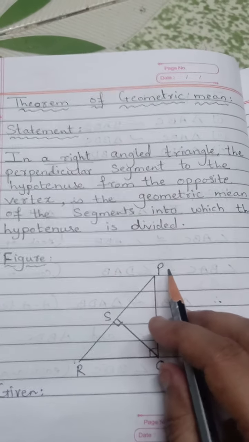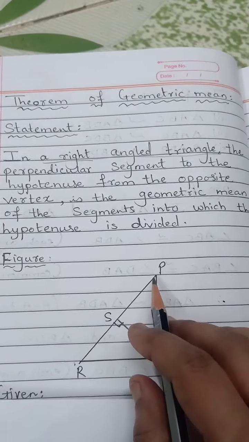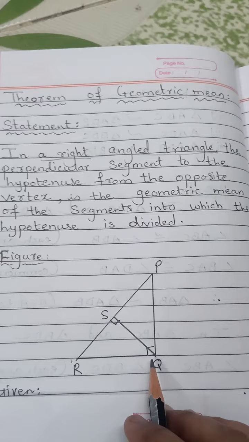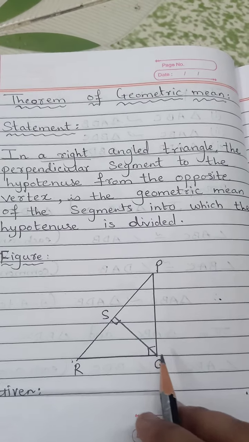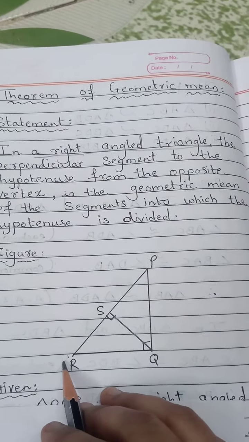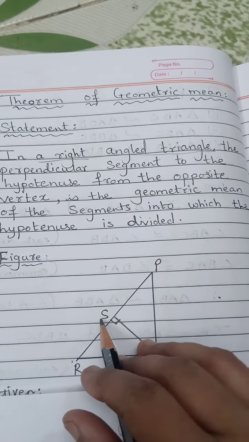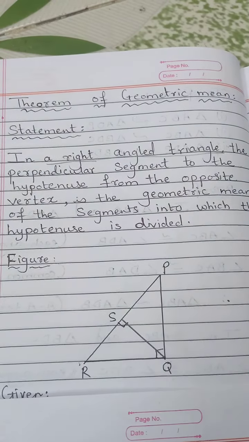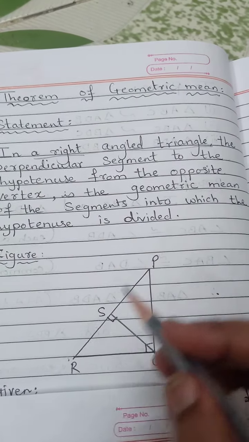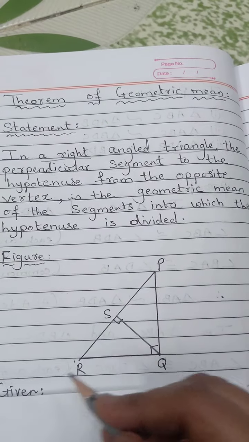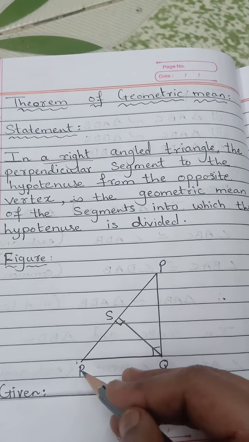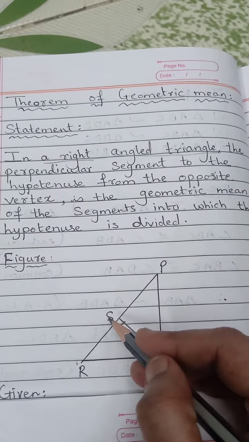First of all we have taken triangle PQR. So in triangle PQR we have taken angle PQR is equal to 90 degrees. After that we have taken segment QS which is perpendicular on hypotenuse PR in such a way that P-S-R, that means these 3 points are collinear. Again I'll repeat the statement. In triangle PQR, angle PQR is equal to 90 degrees. Then segment QS is perpendicular on hypotenuse PR such that P-S-R.